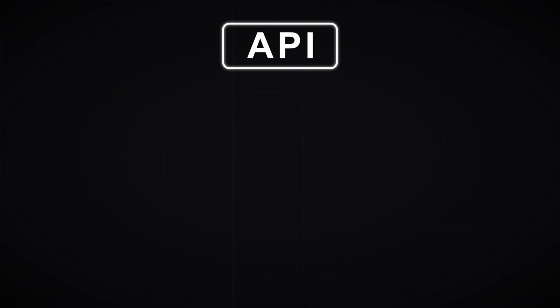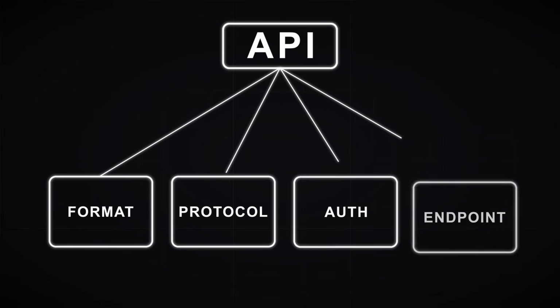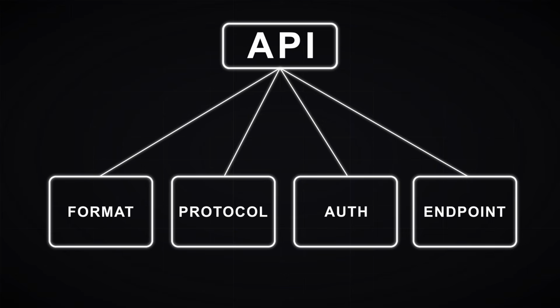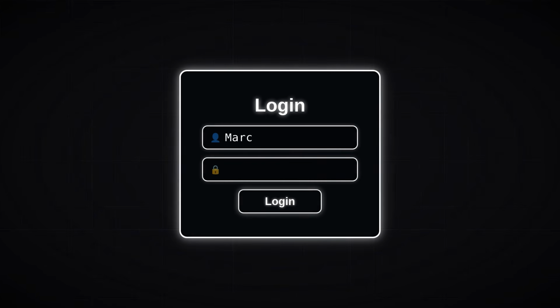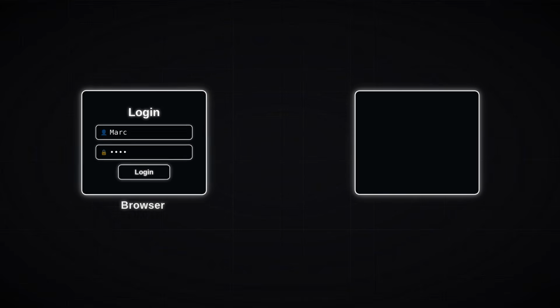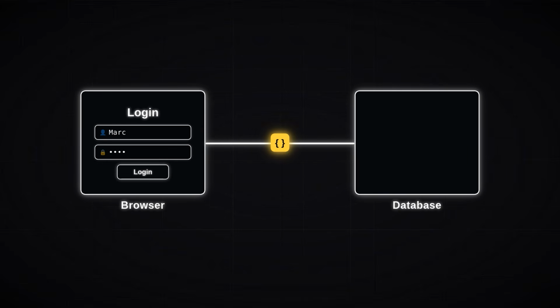An API isn't one thing. It's actually four separate pieces working together. So, let's walk through how the four pieces work together using an example. When you log into a website, your browser sends an API request to a database. That single request is all four pieces at once. Let's follow it from the click.